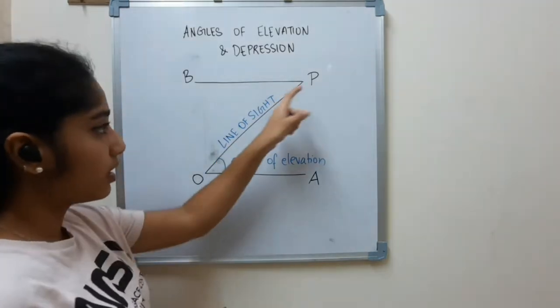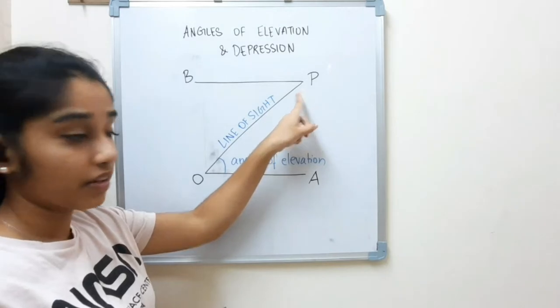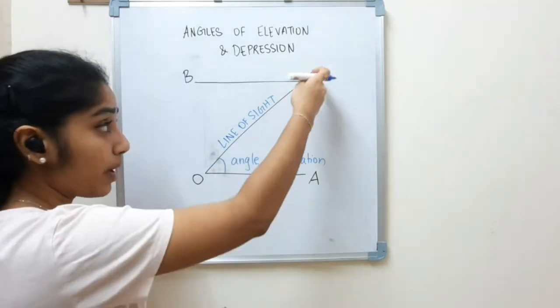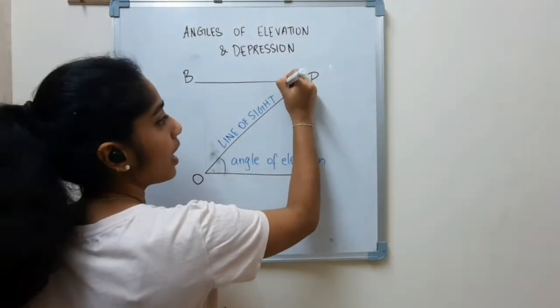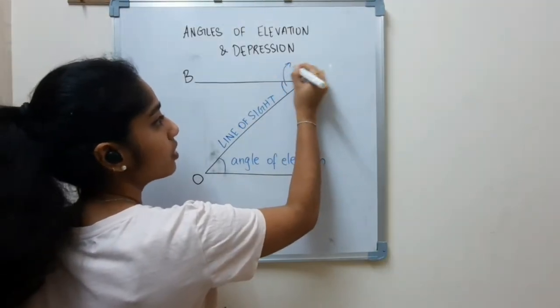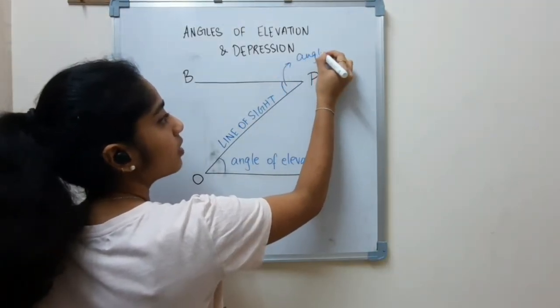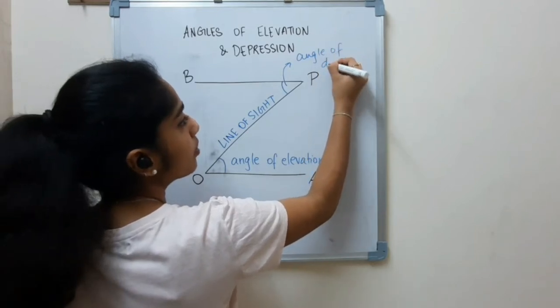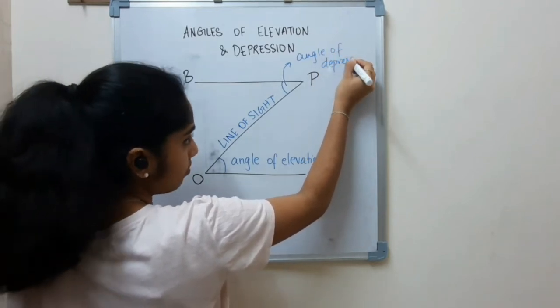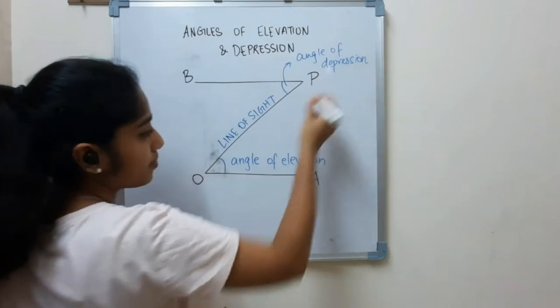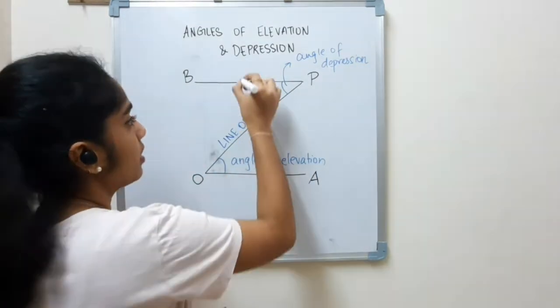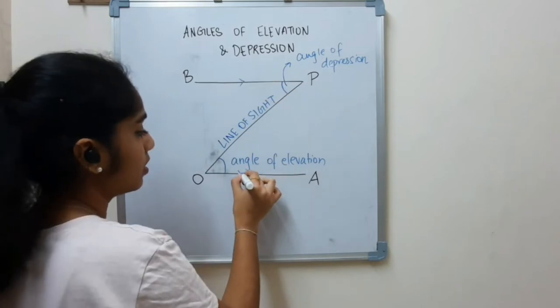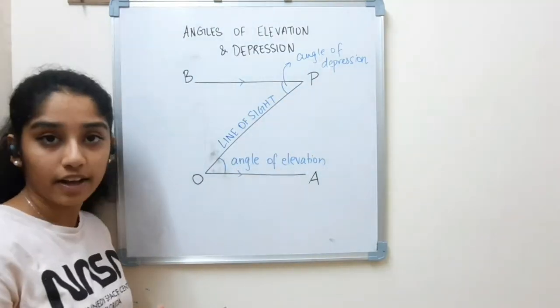Now let's consider P to be the observer and O to be the object. When P sees the object below, this will be your angle of depression. But BP and OA are parallel, right? So these two will be alternate angles.